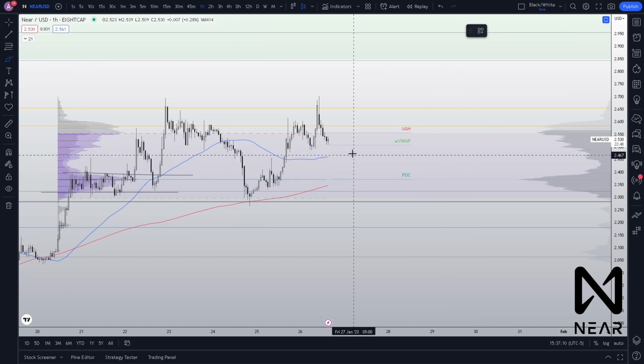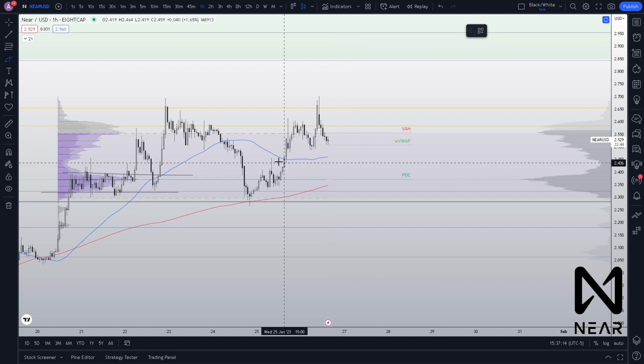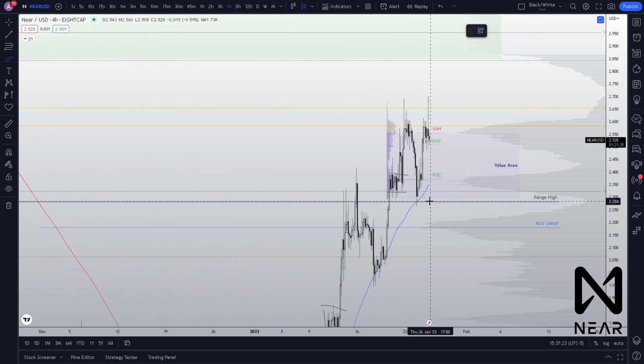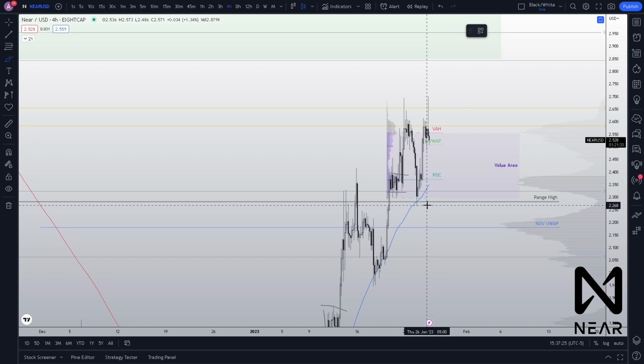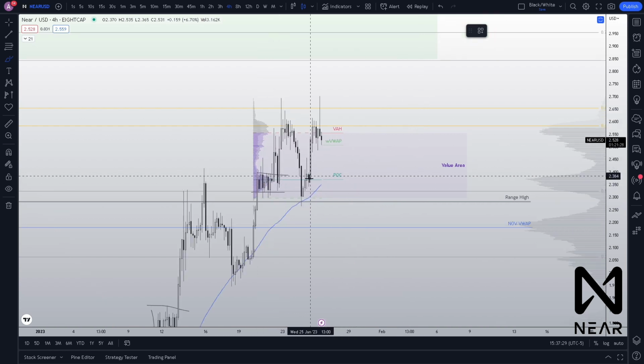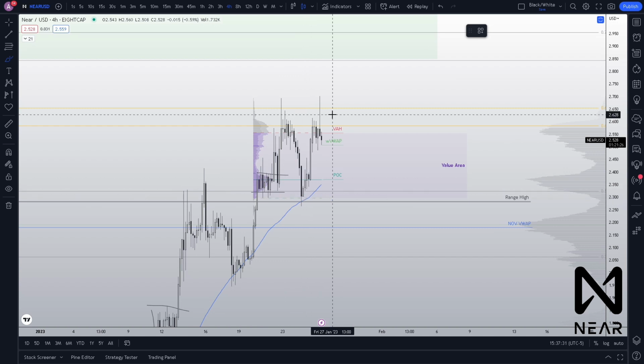So the key areas to be looking out for are the value area high, this POC, these moving averages, and also the range high here. If you zoom out once again, you can see that the macro range high is what's given us support here. We found a bull flag right above the range high and we shot up. We came back down and found support on the range high again.